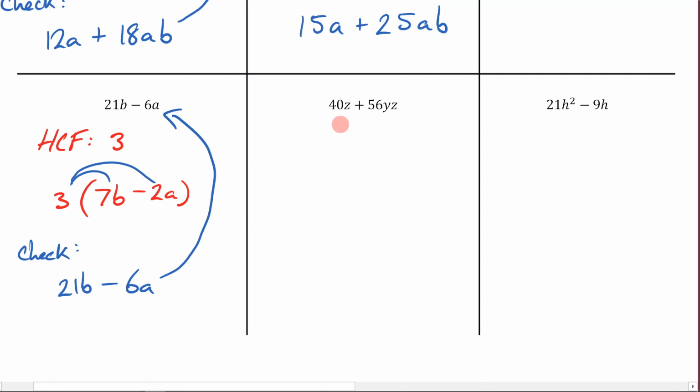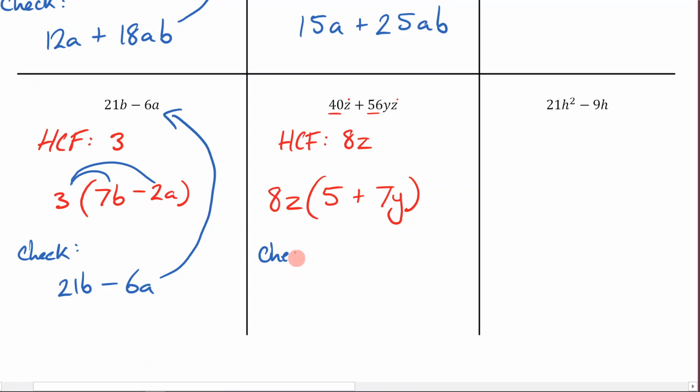So this one is going to be my highest common factor. I have 40 and 56. So my highest common factor is going to be 8. And I have a z here and a z here, so I can pull that z out. So I'm going to be left with 8z. 8z times what will give me 40z? That's going to be 5. Plus 8z times what will get me 56? That's going to be 7. Then I have a y there as well. Let's just double check that we've done this correctly.